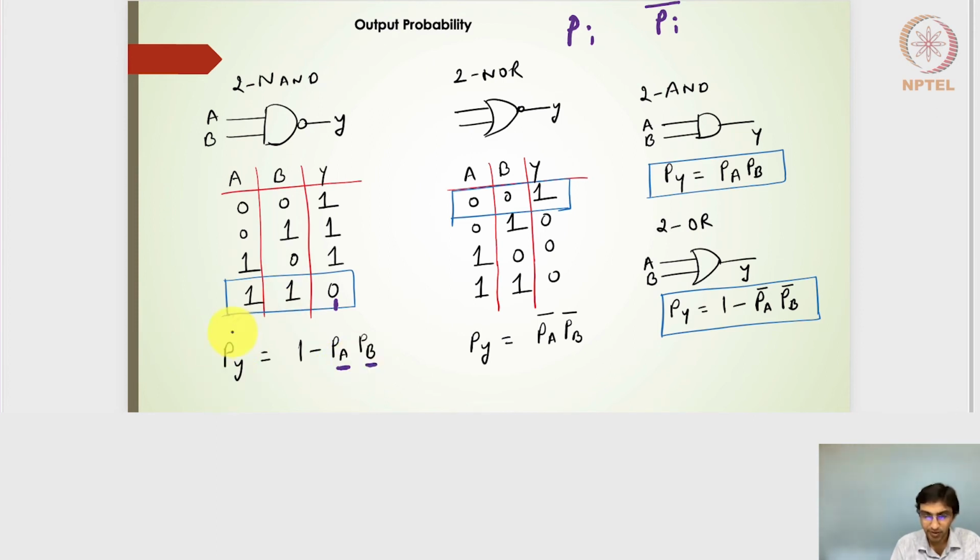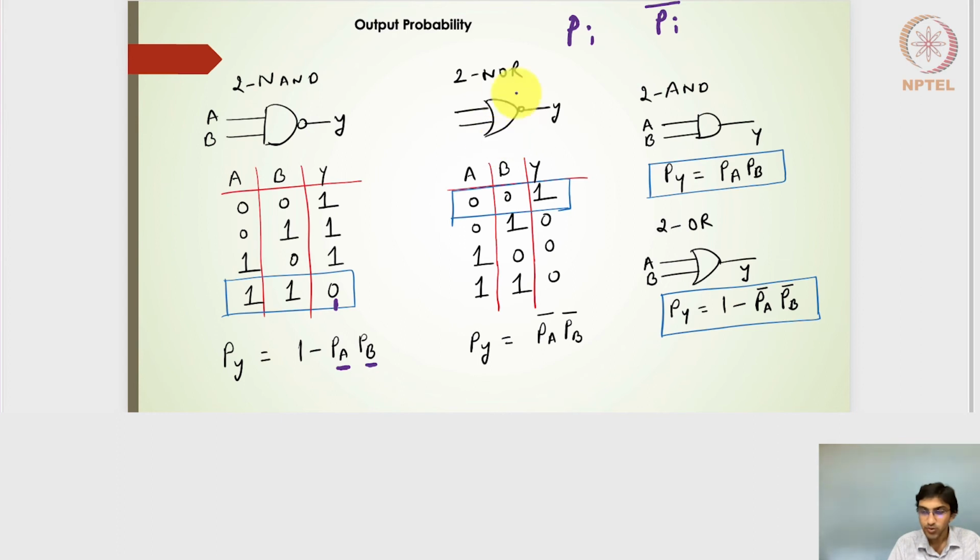Alright, so the output of this NAND gate, given the input probability of A and B, I should be able to find out the output probability of the output node being at 1, right? Based on the input probability being at 1, I should be able to find out the output probability. This is the output of the 2-input NAND gate being at 1. So the probability of the output of the 2-input NAND gate being at 1, I should be able to evaluate based on the probability of the inputs being at 1. So it will be Py is equal to 1 minus PA, PB.